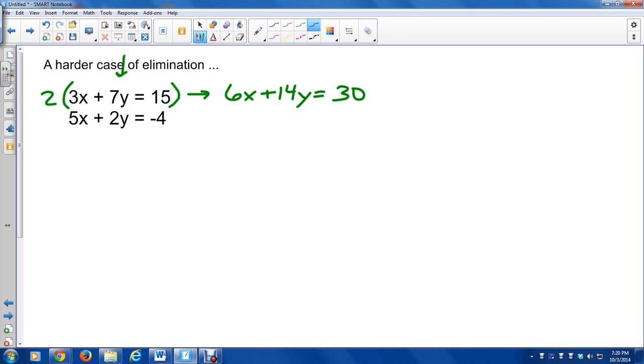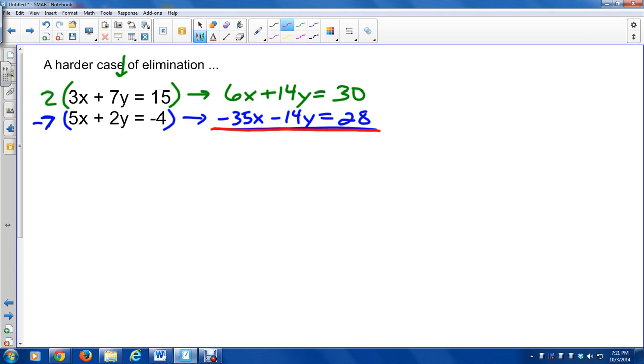And now the second equation, I want to get a negative 14 for my y term, so I'm going to have to multiply that by negative 7. Okay, and again, you could have done negative 2 and positive 7, that's fine. Multiplying everything, I've got negative 35x, negative 14y equals negative 7 times negative 4, positive 28. And I'm now ready to add the two equations.